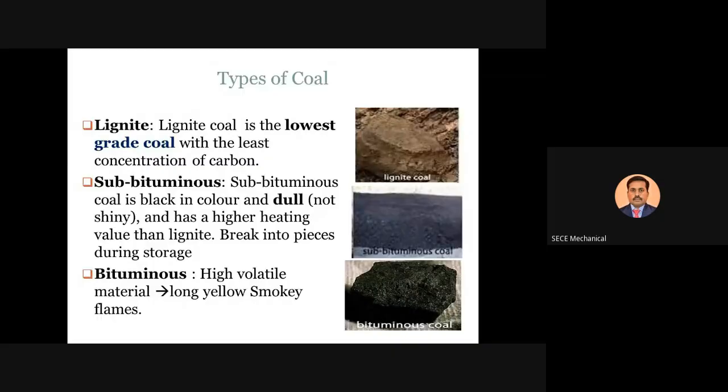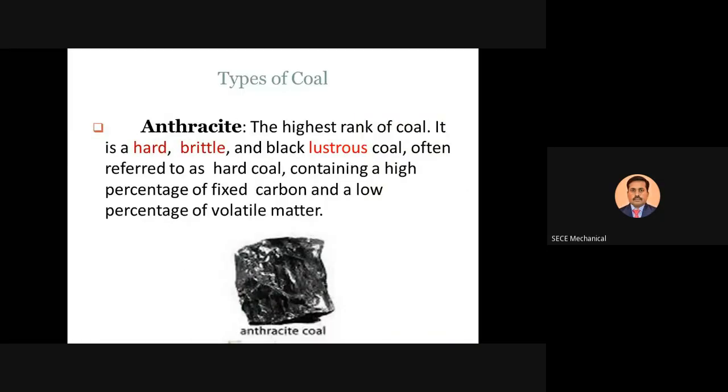Another type of coal is next. We'll see anthracite. Anthracite is the best coal. This is the highest rank of coal. Okay, it is hard. The property of anthracite is that it is hard.